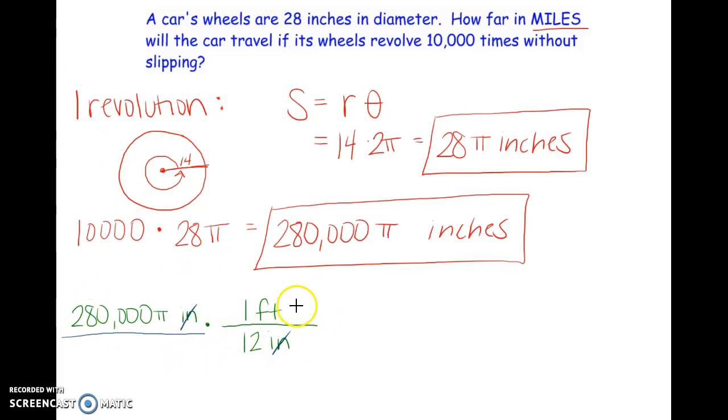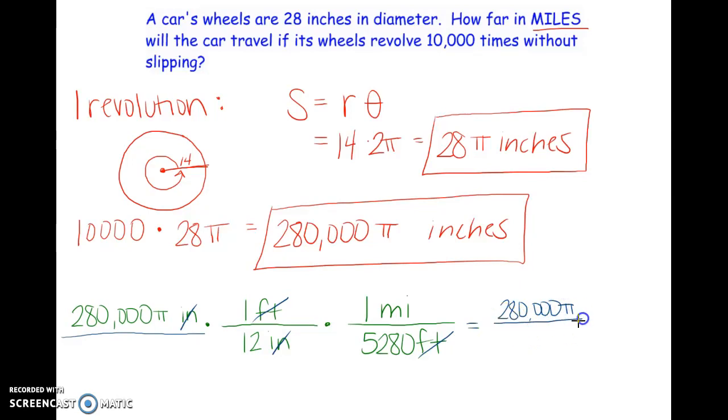So when I start multiplying this, so far now I'm in feet. And then I know there are 5,280 feet in a mile. So the question is, do I want to multiply by 5,280 feet over 1 mile or 1 mile over 5,280 feet? And the option that I'm going to go with is 1 mile over 5,280 feet. And again, that's because I have feet in the numerator, feet in the denominator. They're going to cancel. So when I type this in my calculator, I have to do it very carefully, but I'm multiplying across, so I get 280,000 pi divided by 12 times 5,280.